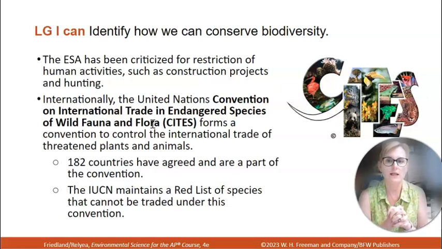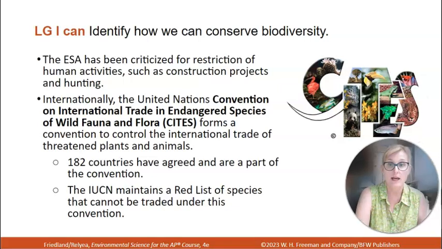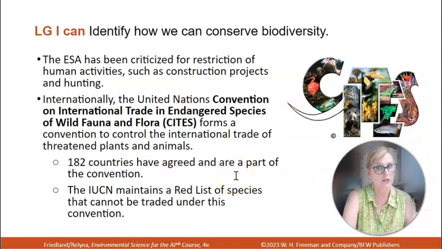The IUCN also manages a red list, which is a list of species that cannot be traded under this convention. And so you do need to know the provisions. What does it say? These are the provisions of CITES. Okay, I'm going to pause here and we're going to continue with the next video to continue this section.